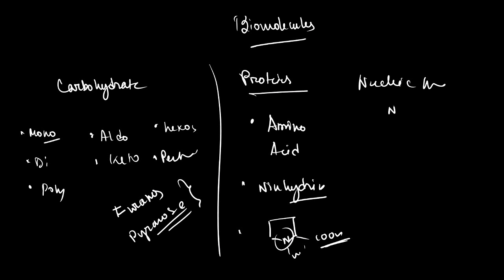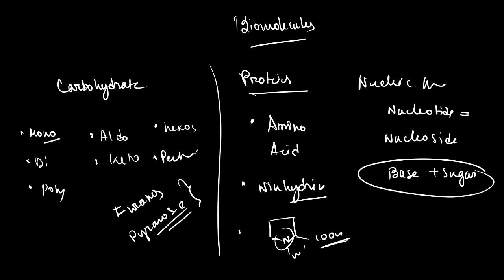Then we have nucleic acids. They can be of two types: nucleotide and nucleoside. What is the basic difference? In both cases, the nitrogen base and the ribose sugar part are present. But in the case of nucleotide, a phosphate group is present, whereas in the case of nucleoside, the phosphate group is not present. And then we have the DNA and RNA structure. So these are the basic things we have to study from biomolecules.